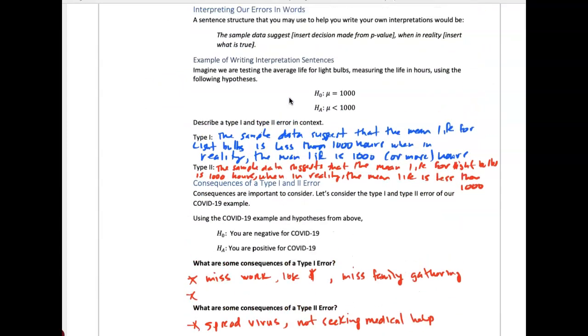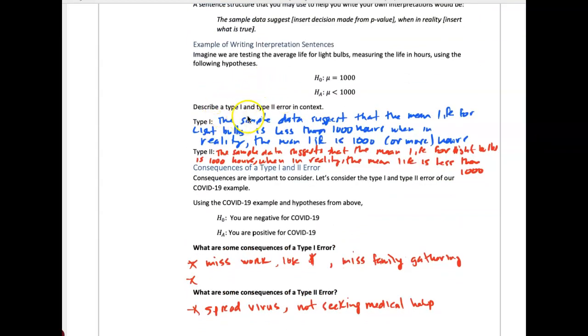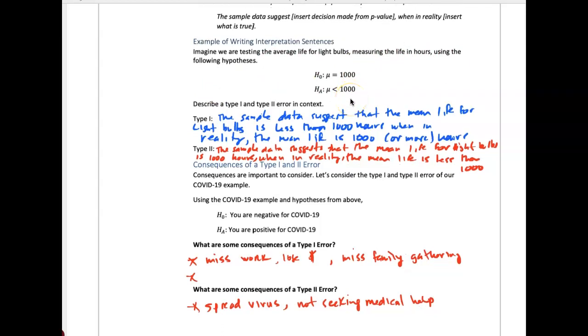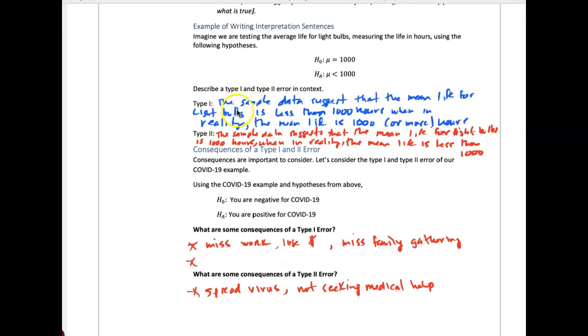Now, this is just, again, a practice writing interpretation for this. Imagine we're testing the average of light bulbs, measuring the life in hours, using the hypothesis the mean is 1,000, and then we have some idea that maybe it's less than 1,000. A type 1 error would be us saying, a false positive, right? To reject the null hypothesis. The sample data suggests that the mean life for light bulbs is less than 1,000, so we reject the null hypothesis, when in reality the mean life is 1,000 or more. That would be a type 1.